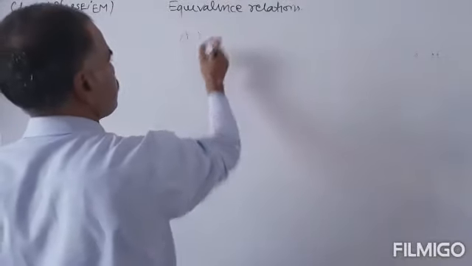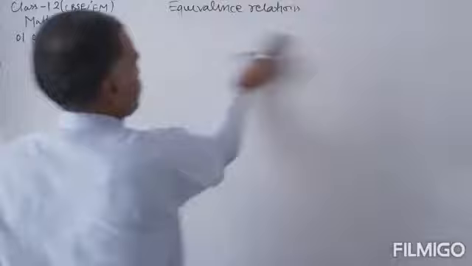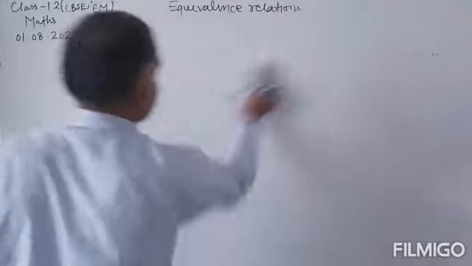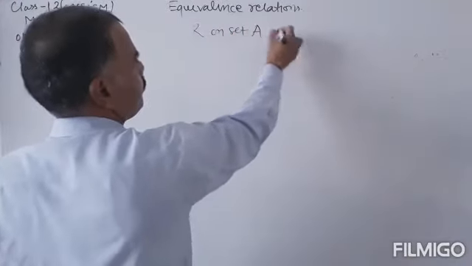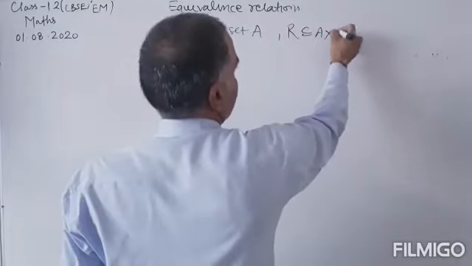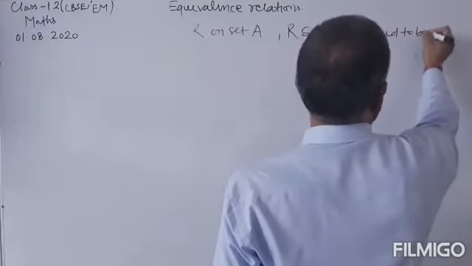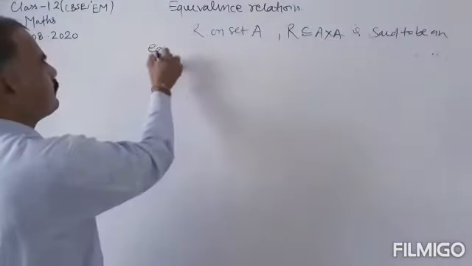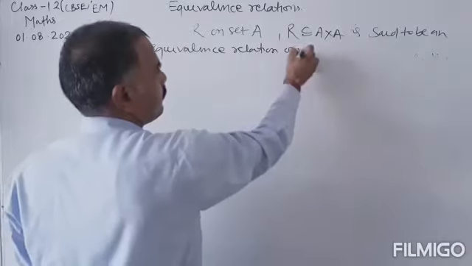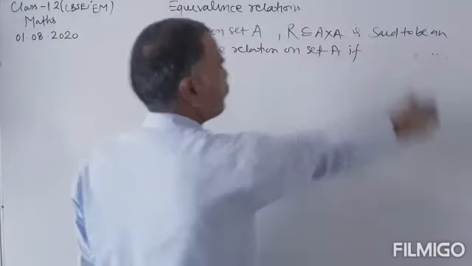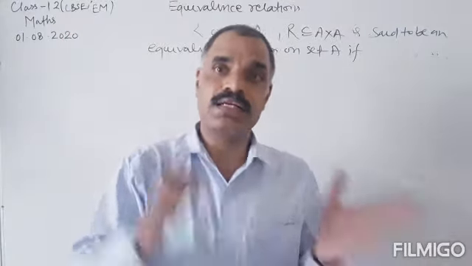The definition of equivalence relation is: a relation R on set A, where R is a subset of A cross A, is said to be an equivalence relation on set A if three conditions are satisfied, that is, it is reflexive, it is symmetric, and it is transitive.